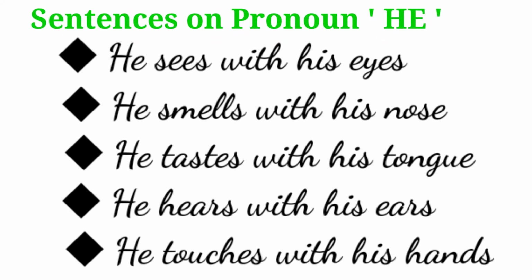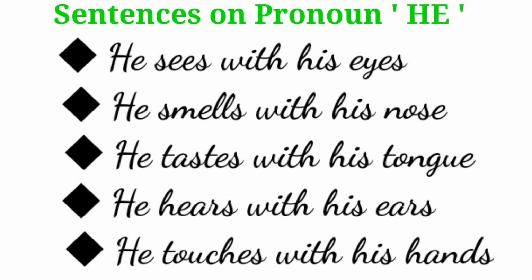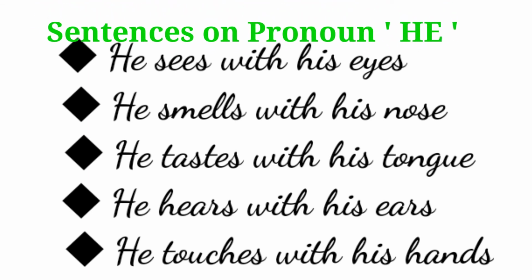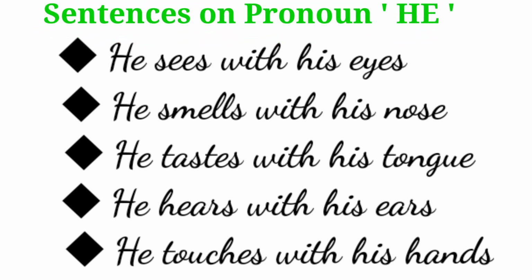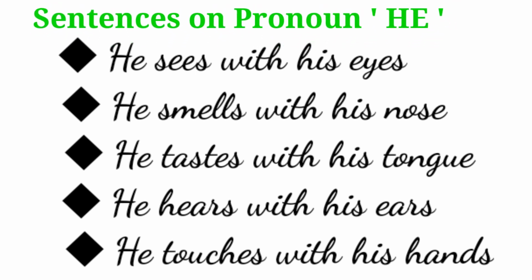Sentences on pronoun he. He sees with his eyes. He smells with his nose. He tastes with his tongue. He hears with his ears. He touches with his hands.